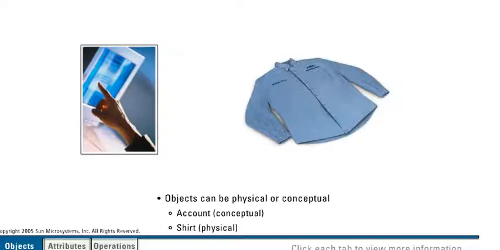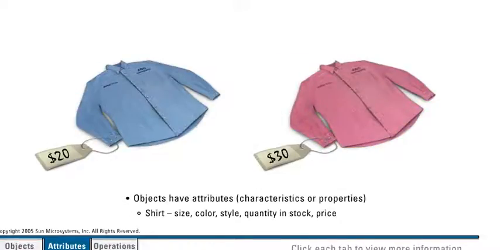Now, objects have two main things. They have attributes and they have operations. So let's go ahead and click the Attributes tab and find out what an attribute is. Well, an attribute is basically a characteristic or a property of that object. For instance, shirts have sizes, colors, styles, they have how many of them are currently in stock, and they have their price. Objects also have operations. So go ahead and click the Operations tab.